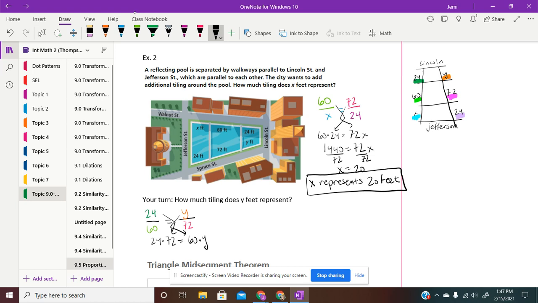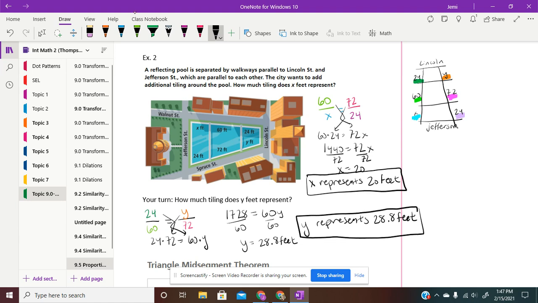24 times 72 gives me 1,728. And when I divide by 60 on both sides, I get y is equal to 28.8 feet. All right, so if you got this answer, but maybe you set up a proportion a different way, there's probably maybe 3 other ways I could set up a proportion for this. So there are other options here.